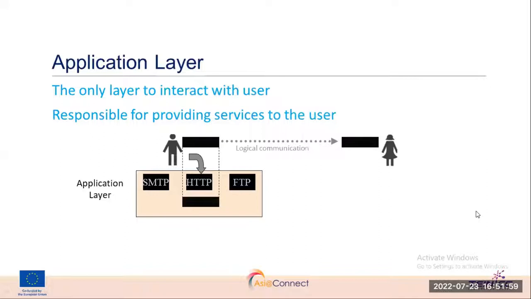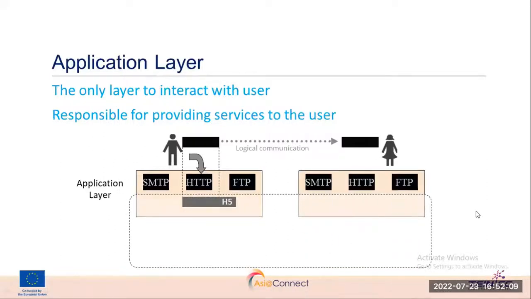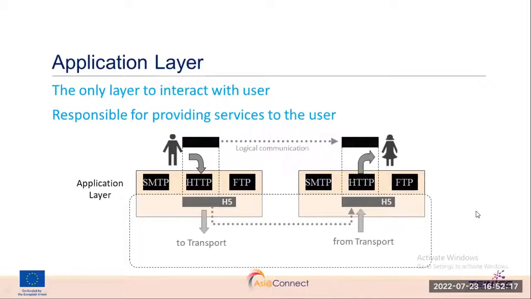Suppose someone wants to send data via Hypertext Transfer Protocol. It will add the HTTP header and send the data over the transport layer. At the receiving end, the HTTP header is removed and the information is supplied to the application layer.